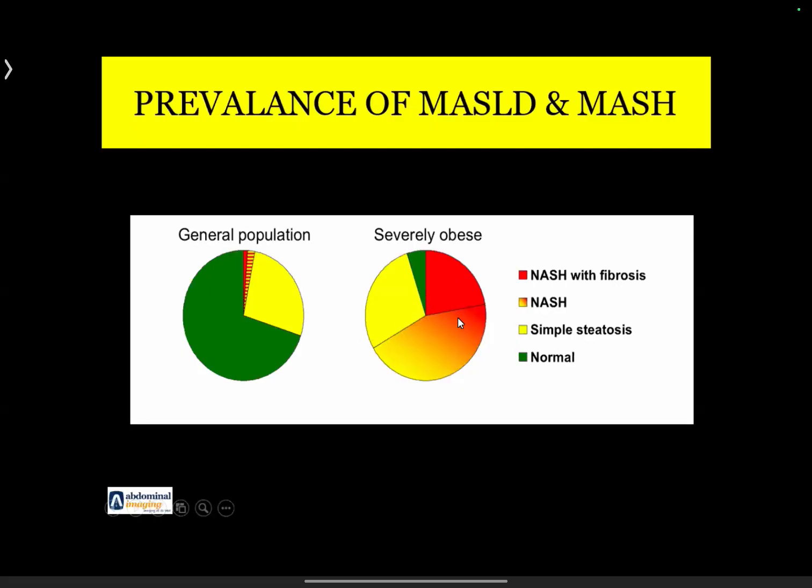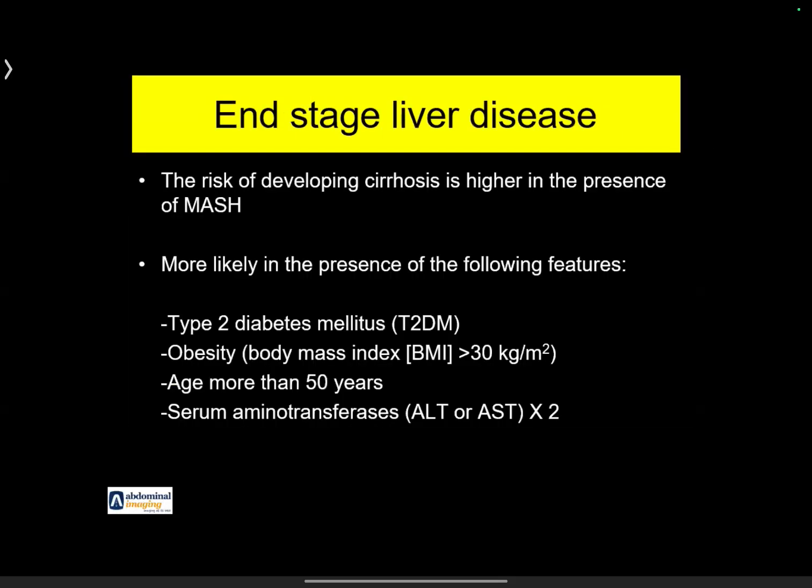Idea of the prevalence of steatotic liver disease. This is a general population, and this is the obese patients. And you see the majority of obese patients are either having simple fatty liver or they have steatohepatitis. When I say steatohepatitis, I mean inflammation in the liver. Once you develop steatohepatitis, the risk of cirrhosis is much higher.